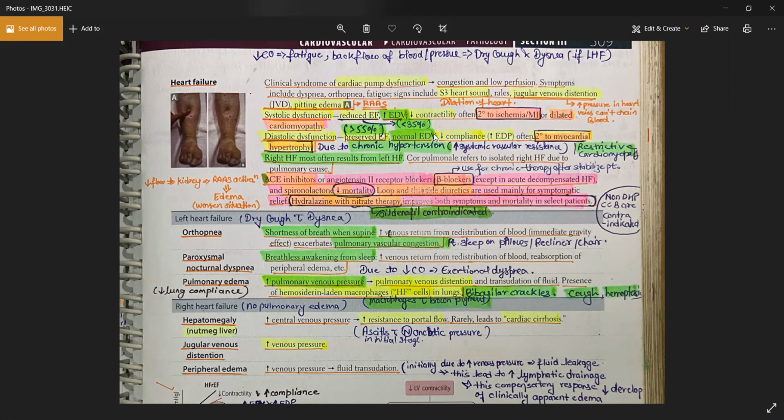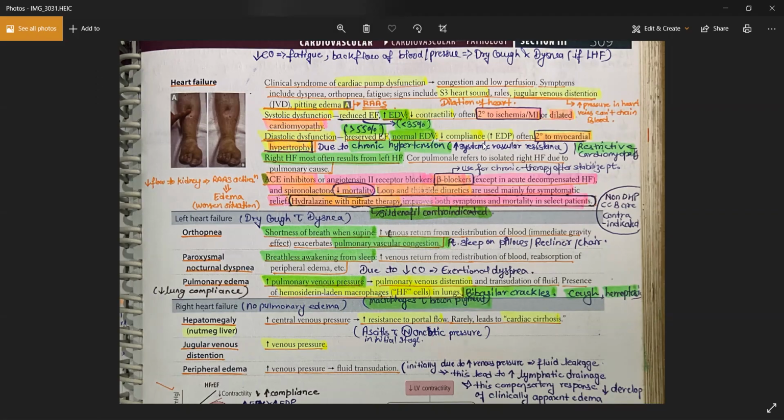So the major cause of all the problems in case of systolic dysfunction is volume overload, and the major cause of problems in diastolic dysfunction is pressure overload. This volume will be backflowing inside the lungs and inside the right heart in case of systolic dysfunction, and the pressure will be backflowing inside the lungs and inside the right heart in case of diastolic dysfunction.